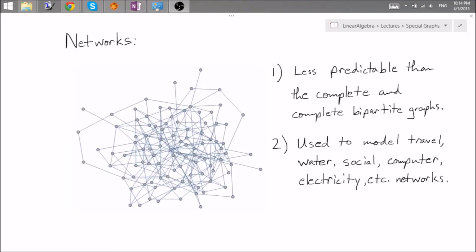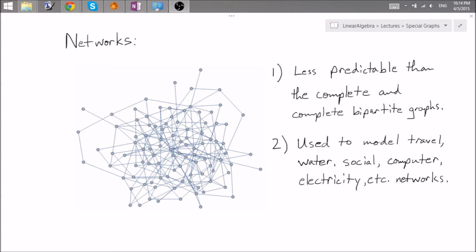So now that we have seen the complete graph and the complete bipartite graph, let's take a look at networks. Networks are much less predictable than the graphs that we've looked at previously because there's so much structure in those first 2 graphs. Networks, or graphs I should add, are basically the same thing, it's just a different name. And networks are used to model a lot of real-life phenomena, such as travel problems, or transport problems, or social networks, or electrical circuits. And that's why these things are much less structured than the complete and complete bipartite graphs.